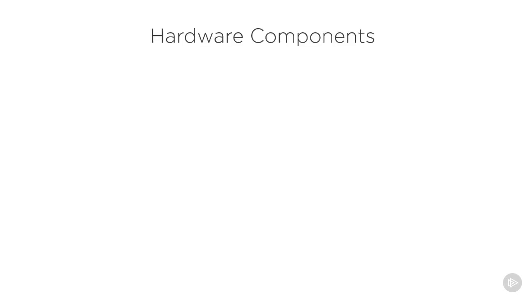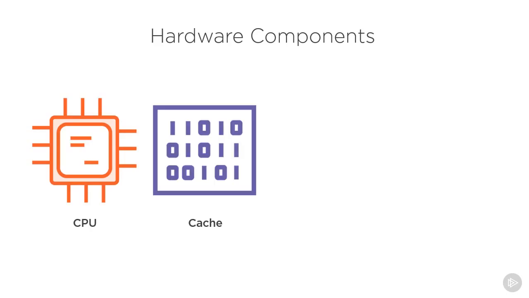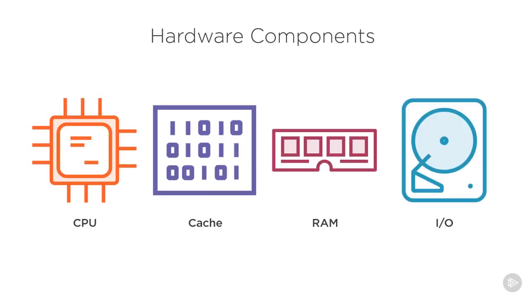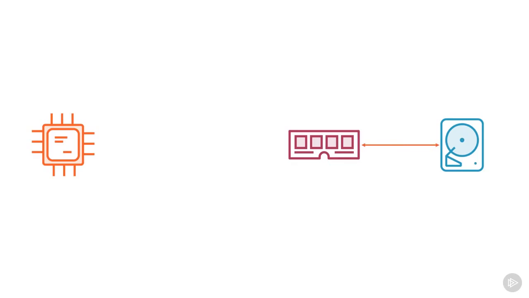The hardware components that are typically involved in software execution are the CPU, the caches, RAM or main memory, and I/O devices such as disk and network interfaces. Program instructions and data are loaded from disk or network into main memory, and then the CPU fetches and executes the instructions from main memory. Because fetching instructions from main memory is relatively slow, there are a number of caches in between the CPU and main memory.